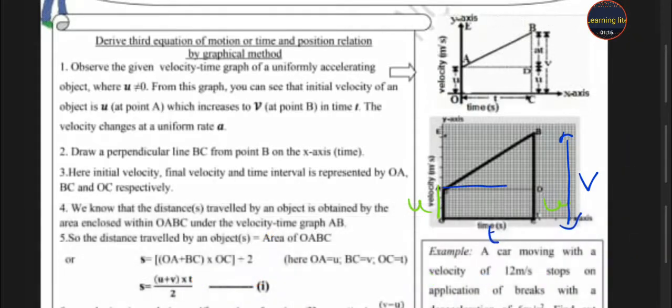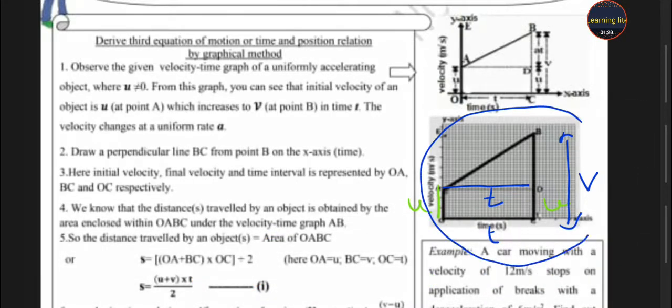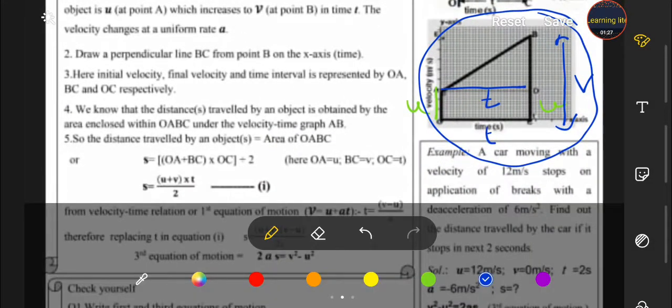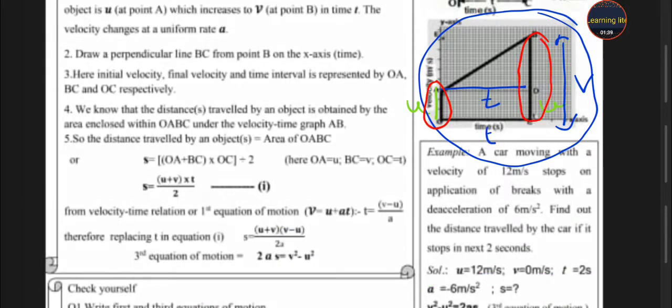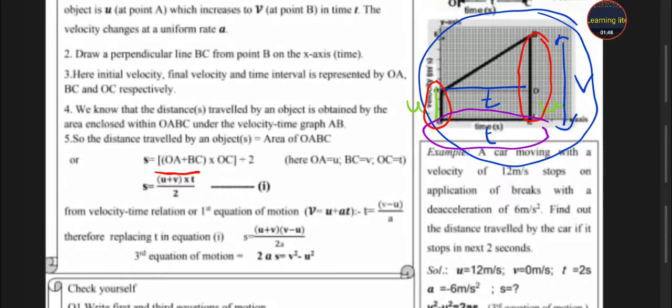Okay students, what is the shape? The shape is a trapezium. We have to calculate the area of the trapezium. What is the area of a trapezium, students? Half into the sum of the parallel sides into the height. So which are the parallel sides here, students? This side is parallel to this one. So the sum of the parallel sides OA plus BC, into the height. And which is the height here, students? This is the height, that is T.